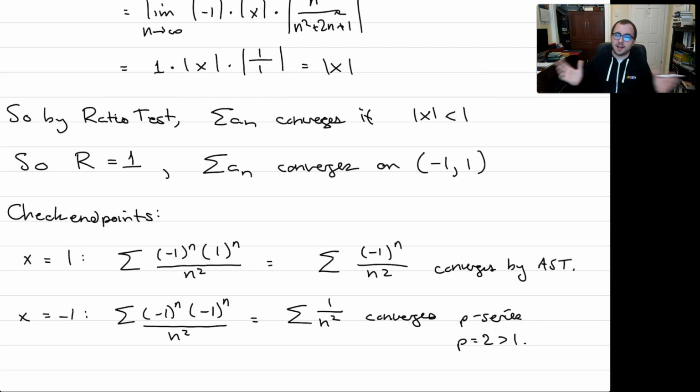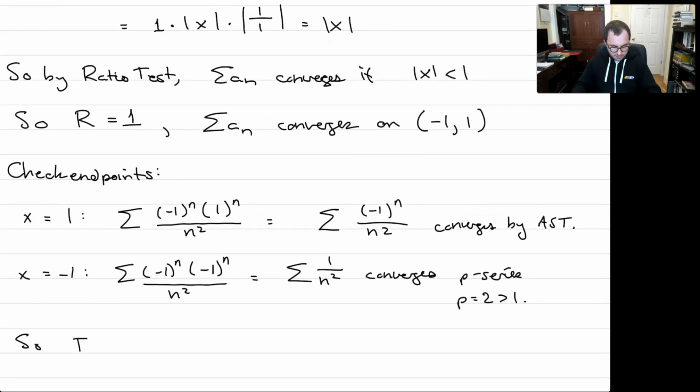This is the complete opposite of the previous example where it was divergent at both endpoints. It's also possible for it to converge at both endpoints. So the interval of convergence, the interval of all x values that make this into a convergent series, is the closed interval negative 1 to 1. Every x value between negative 1 and 1, inclusive, makes this series converge.